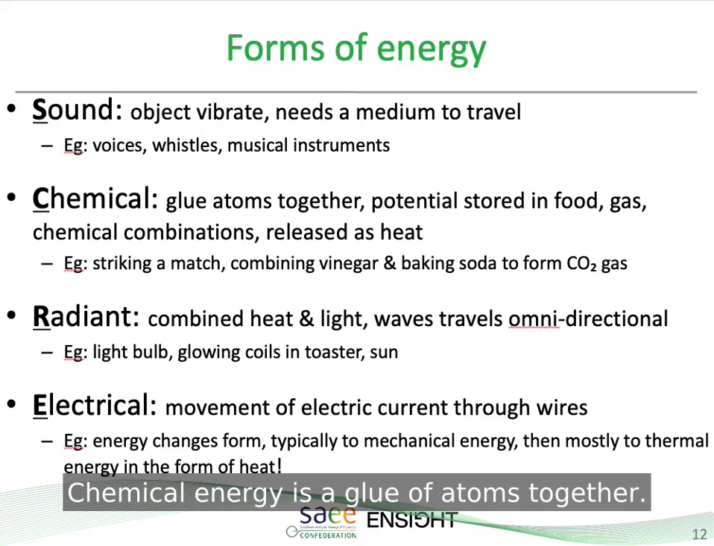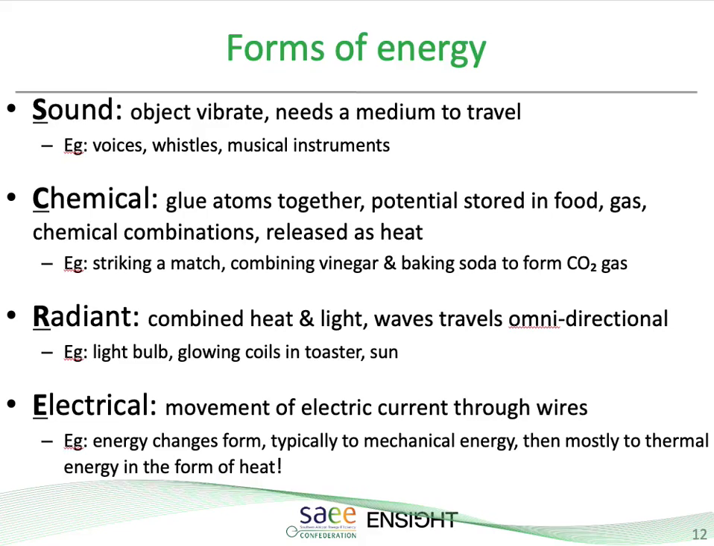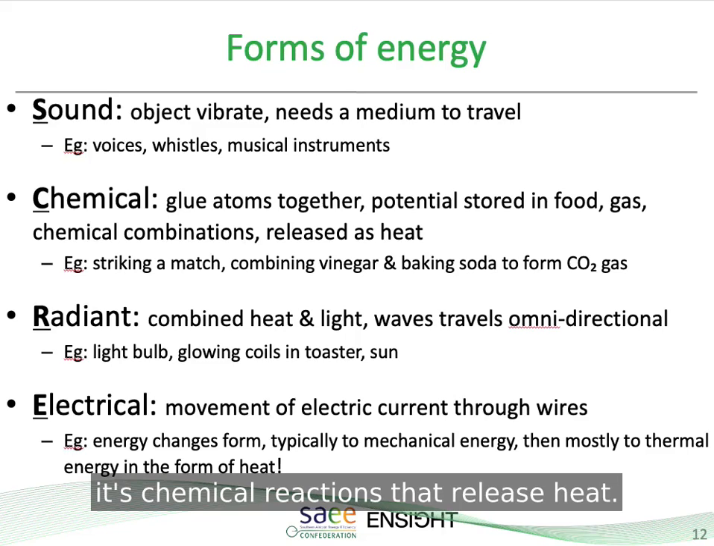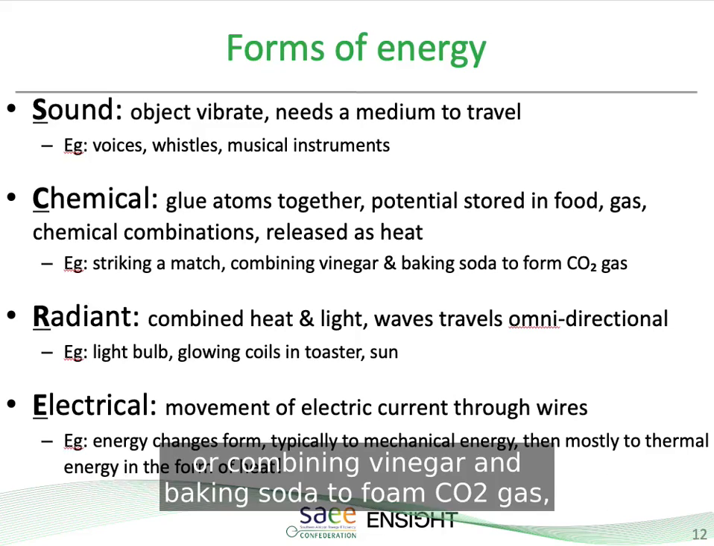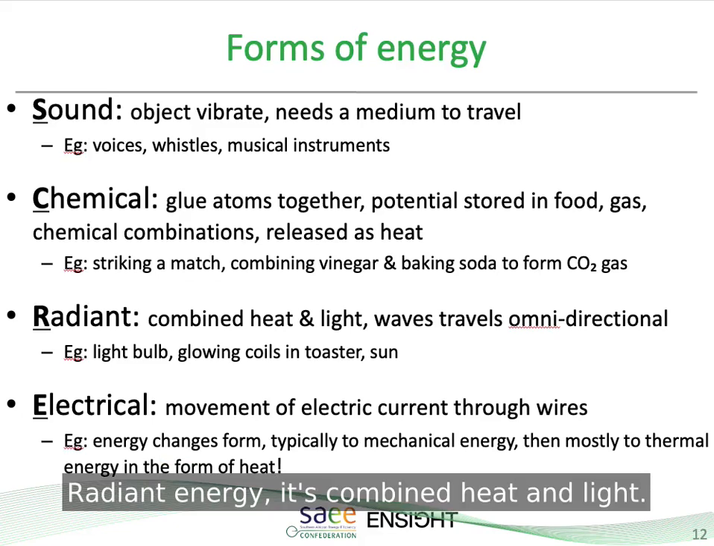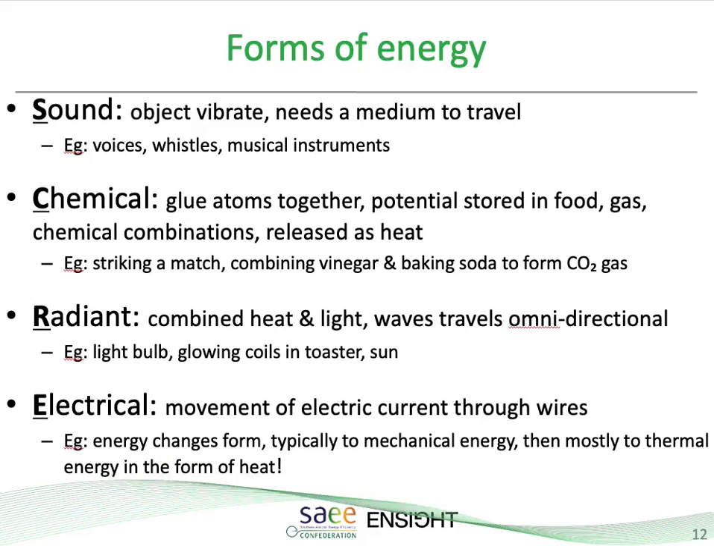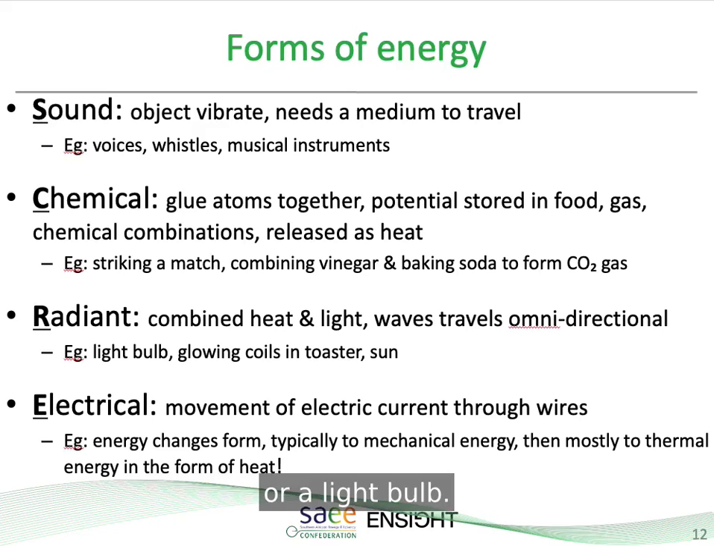Chemical energy is the glue of atoms together. It's a potential stored in food. It's chemical reactions that release heat, for example, when striking a match or combining vinegar and baking soda to form CO2 gas. Energy is released. Radiant energy is combined heat and light, for example, sitting next to a campfire or a light bulb.